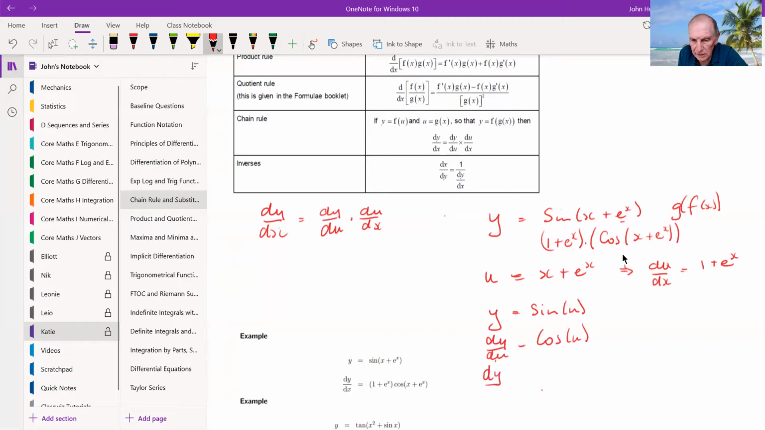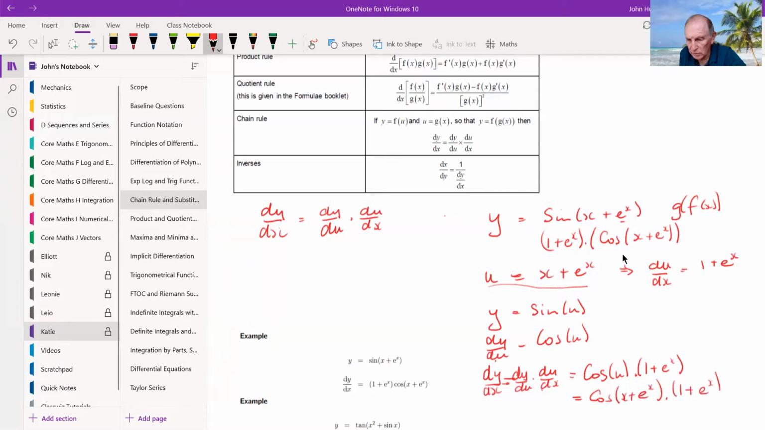And also dy dx equals dy du times du dx. Okay, so dy du, we've just seen here, is cos u times du dx, which we've got up here, which is 1 plus e to the power of x. Now, once we substitute back in our u, which we wrote up here, then we end up with cos of x plus e to the power of x times 1 plus e to the power of x. And that is really doing the chain rule by substitution. So we can use substitution if we wish.